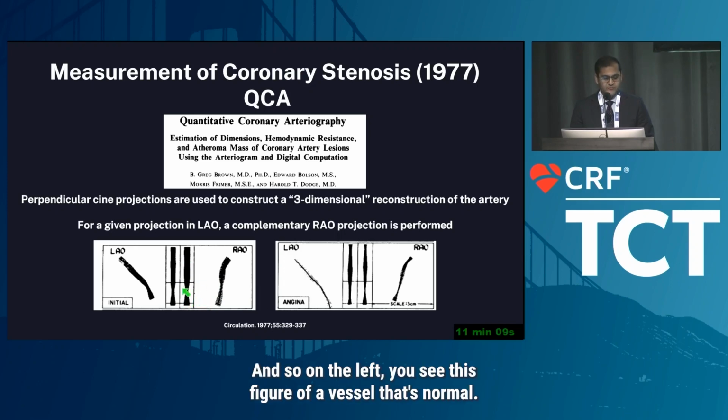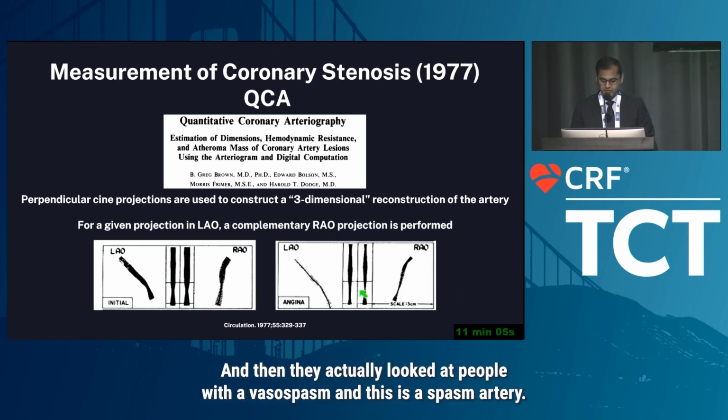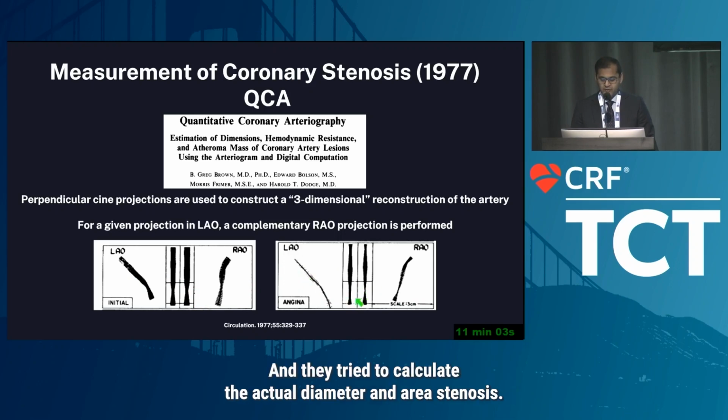And so on the left, you see this figure of a vessel that's normal, and then they actually looked at people with vasospasm, and this is a spasmed artery, and they tried to calculate the actual diameter and area stenosis.